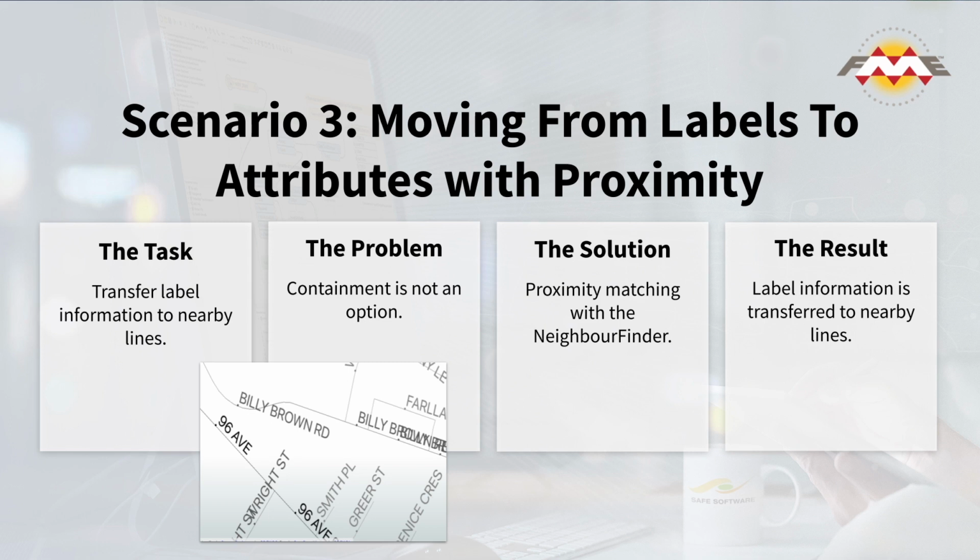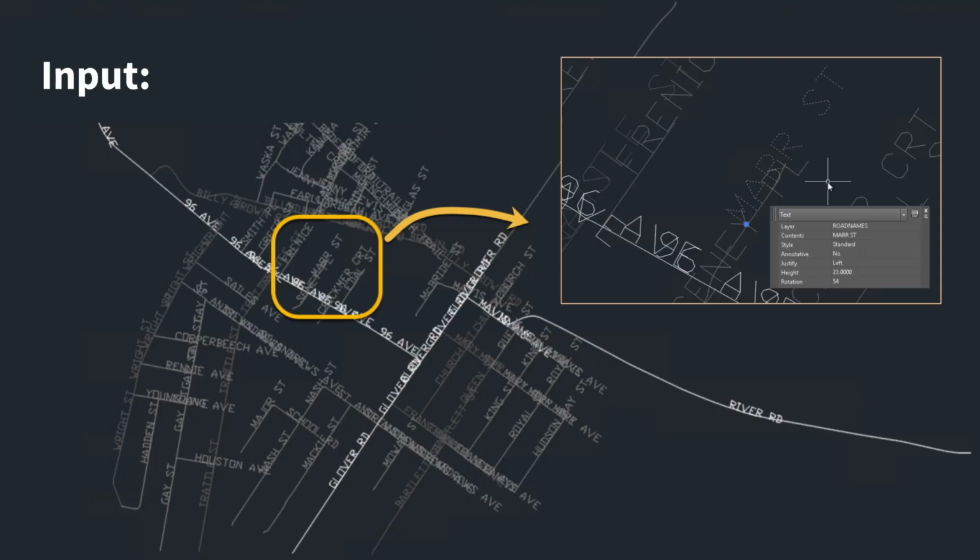Fortunately, we have our friend the NeighborFinder, which is a transformer that uses proximity to pair candidates to lines to give us the attributes we want. And so if we're lucky and we use it right, our label information will be transferred to the lines. So this is the input. Looks like they needed to maybe use some better labeling software when they did this, but nonetheless, the roads are all labeled here.